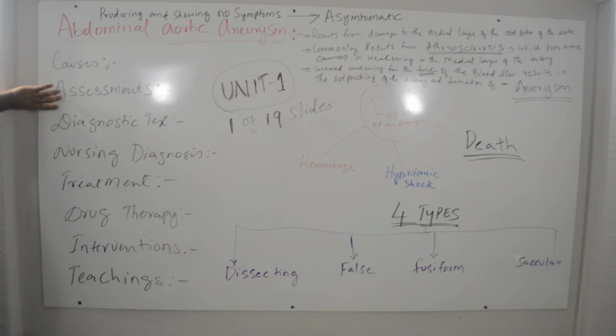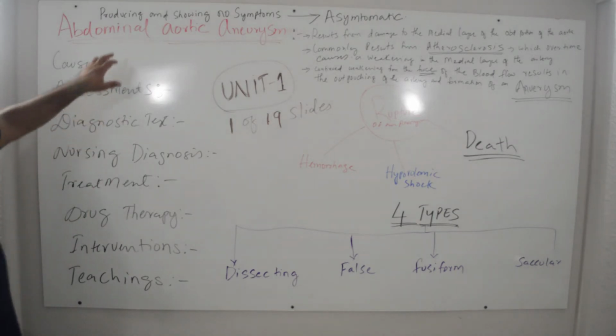What are the assessments for abdominal aortic aneurysm? Some of the assessments for abdominal aortic aneurysm are abdominal mass to the left of the midline, abdominal pulsations, abdominal mass, bruit over the site of aneurysm.